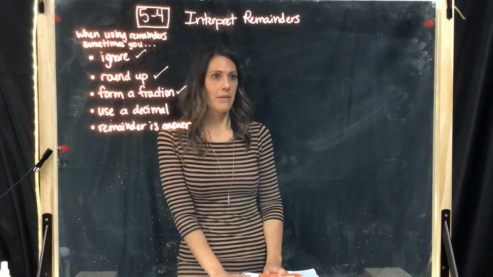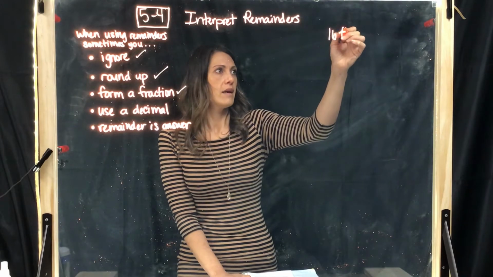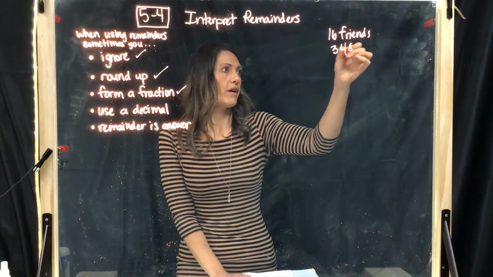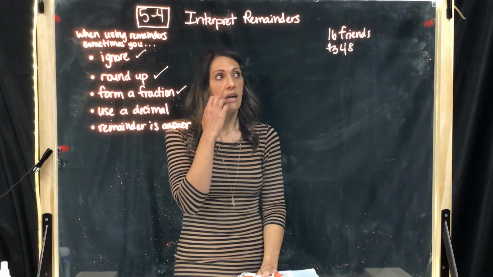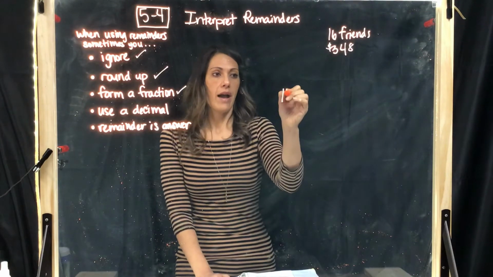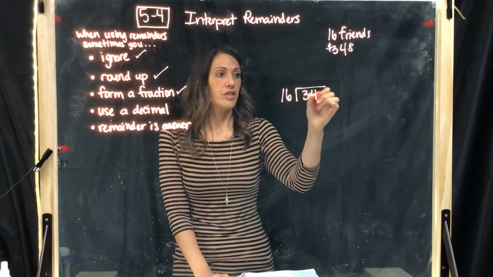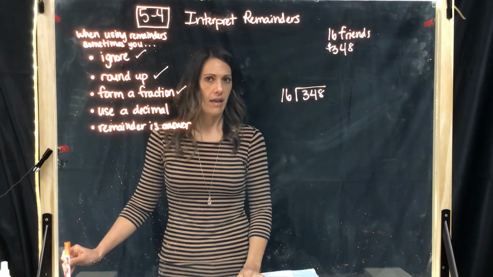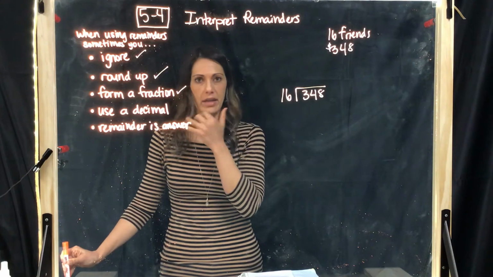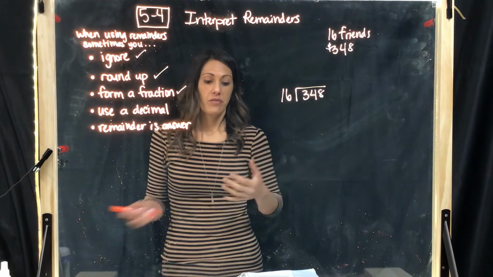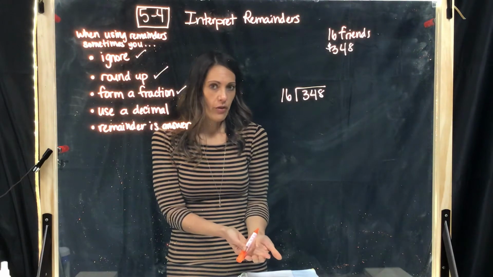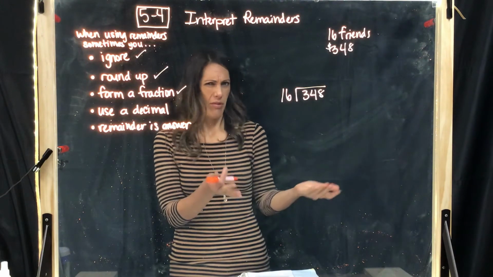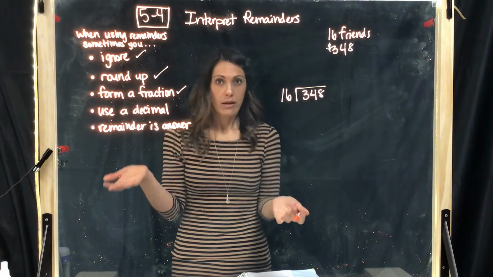Okay, with my next example, I have 16 friends, and they earned $348 at a car wash that they held. So I need to divide to figure out how much money each friend will get, because they'll want an even amount. As I say that out loud, I can tell that with money, I'm not going to ignore money. I would never throw money away. So if I had a remainder of money left over, like change, obviously, right? Remainder is change. I wouldn't throw that away. I wouldn't round up and magically make more money.